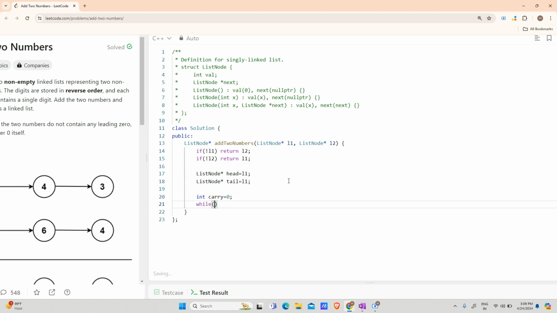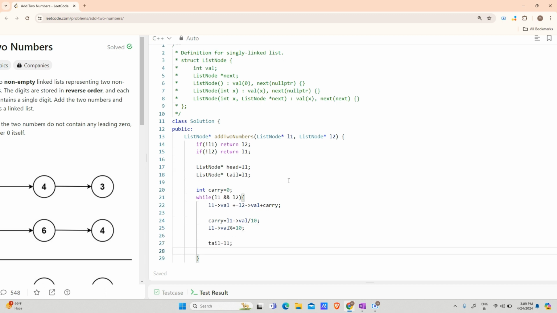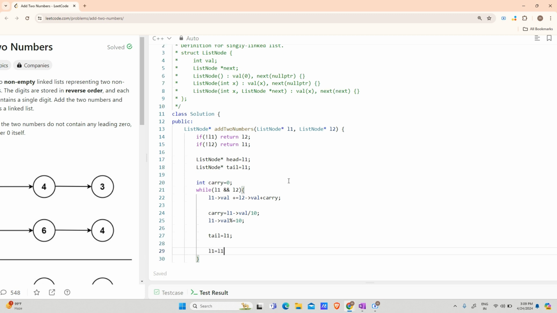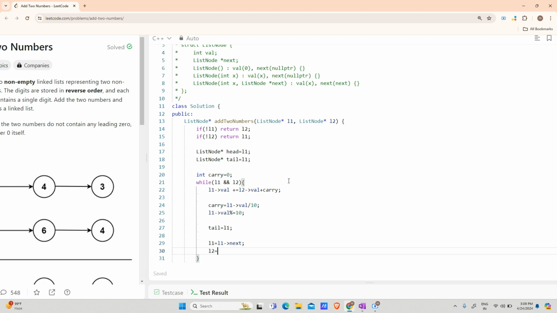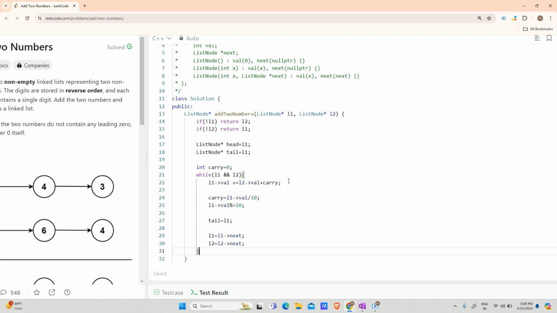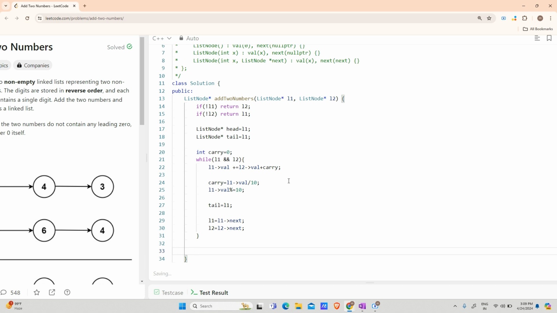Now, while L1 and L2, that is both of them are not null, I will say L1 value plus equals L2 value plus carry, and my carry becomes L1 value divided by 10, and my L1 value becomes modulo equals 10, right? Okay, and my tail also becomes L1, because I am shifting my tail as we move forward. After that, L1 becomes L1's next, L2 becomes L2's next, right? This is all the operations for if the nodes are not null, right?